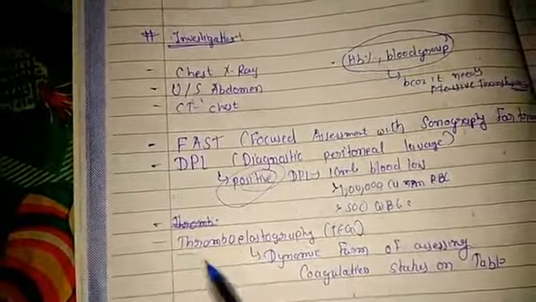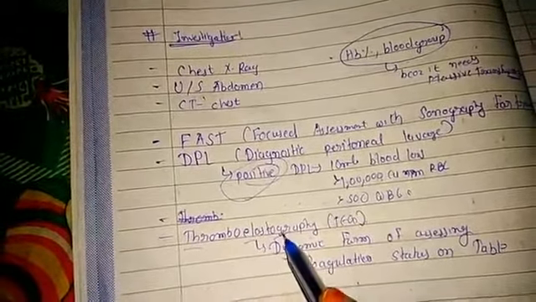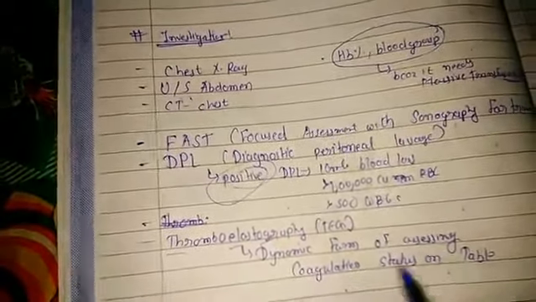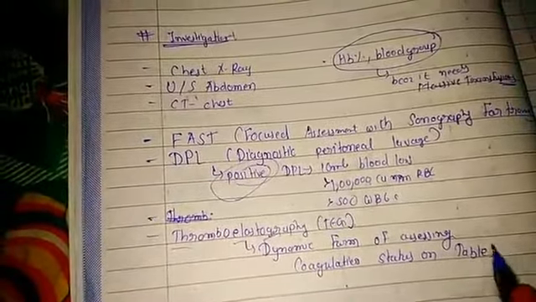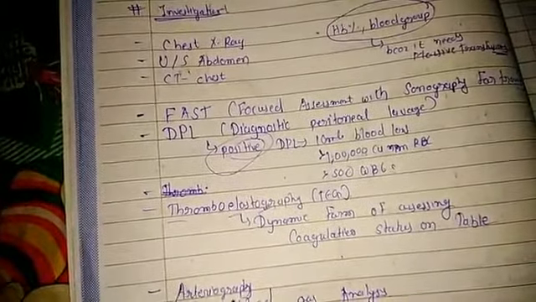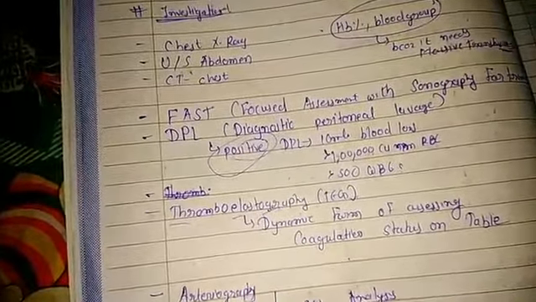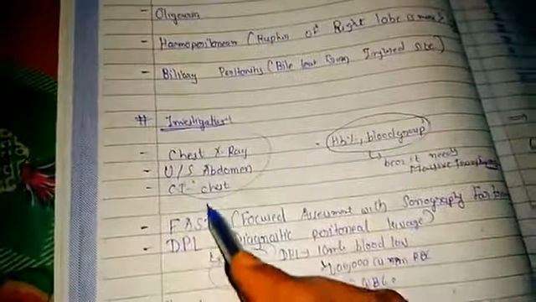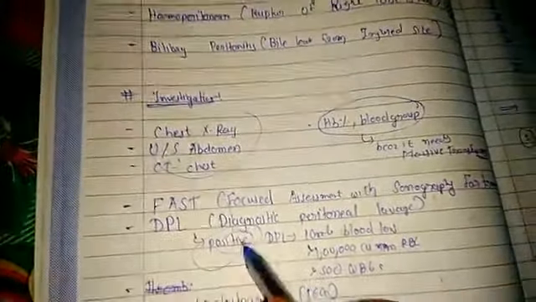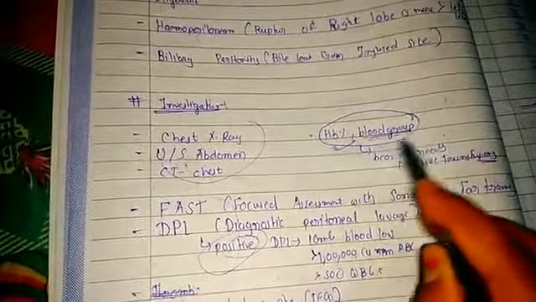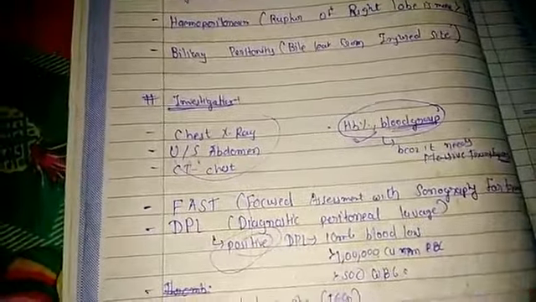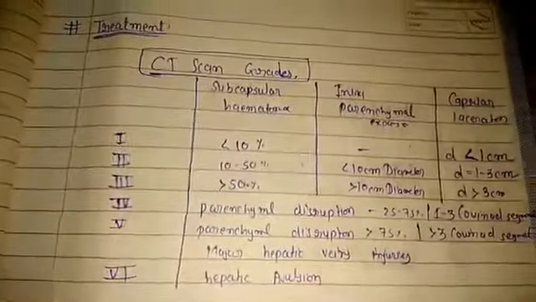Thromboelastography, TEG. Thromboelastography is a dynamic form of assessing the coagulation status. We can also go for arteriography and arterial blood gas analysis. These are the special investigations we can get, and the others are from our common sense, like the blood group and all. Okay. Now the CT scan and grades.